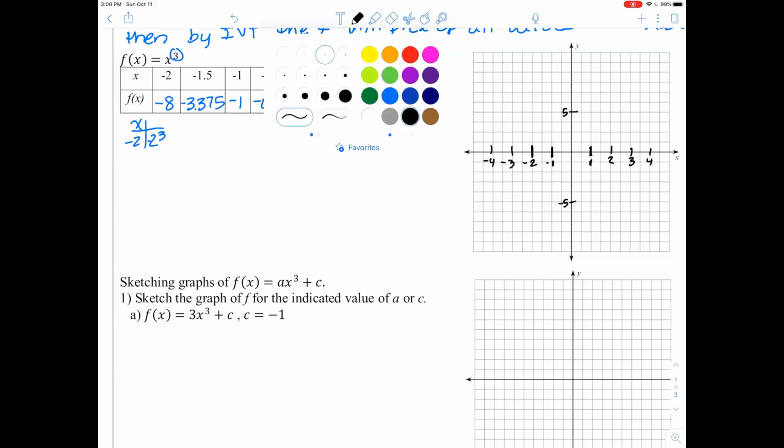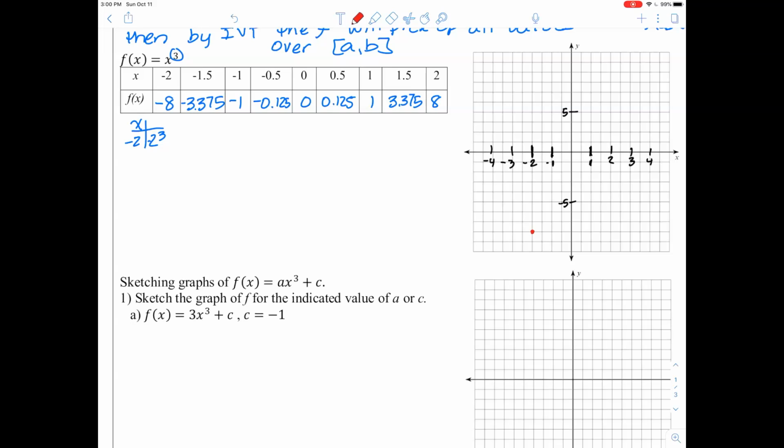So at negative 2, we're at negative 8. So that would be here. At negative 1.5, we're down at negative 3.375. So probably about right there. At negative 1, we're at negative 1. And then at negative half, we're down just right here, barely below at negative 0.125. At half, we're barely up at 0.125. At 1, we're up at 1. And then at 1.5, we're up at 3.375, so about right there. And then at 2, we're way up here at 8.